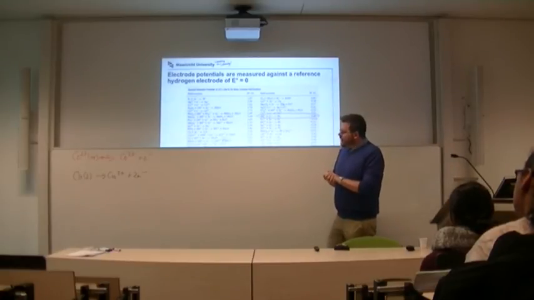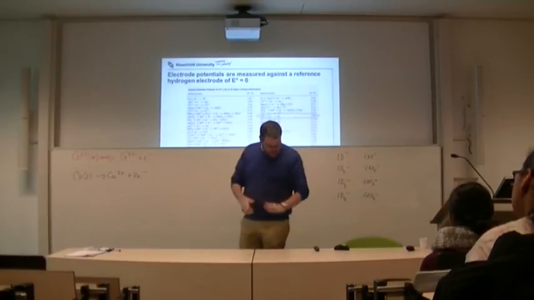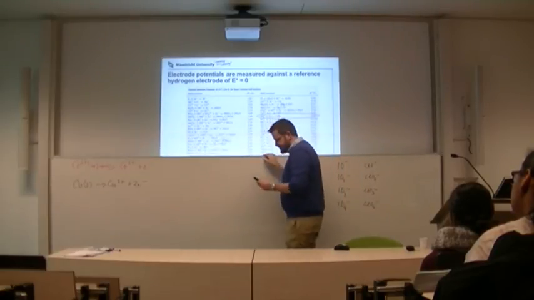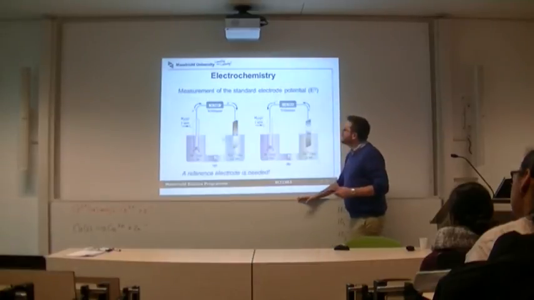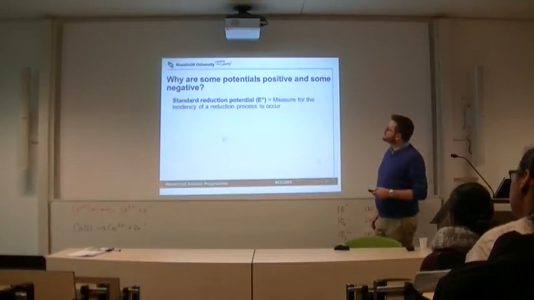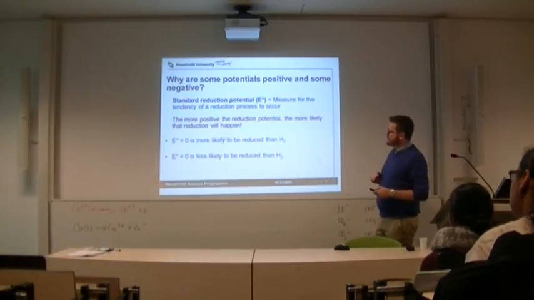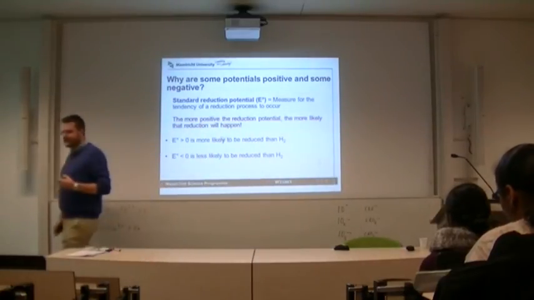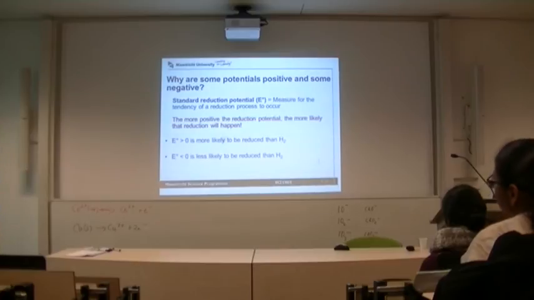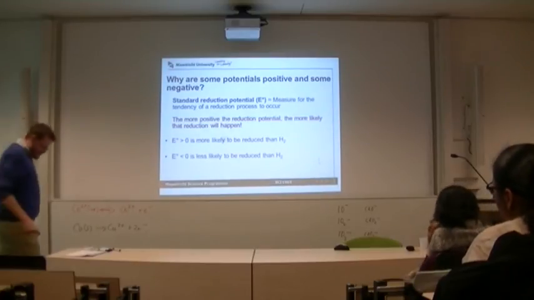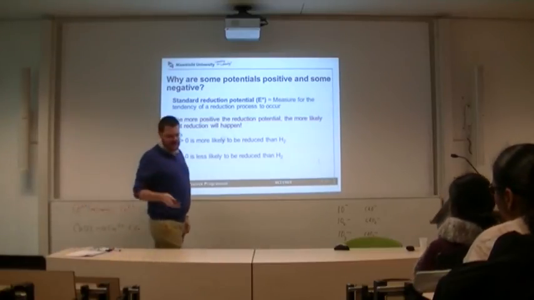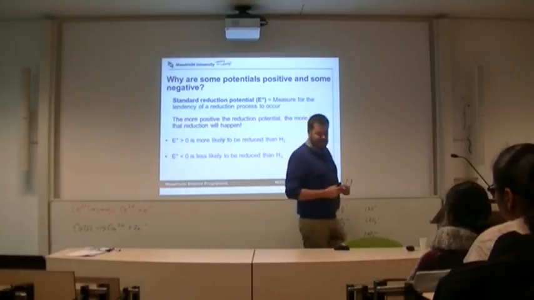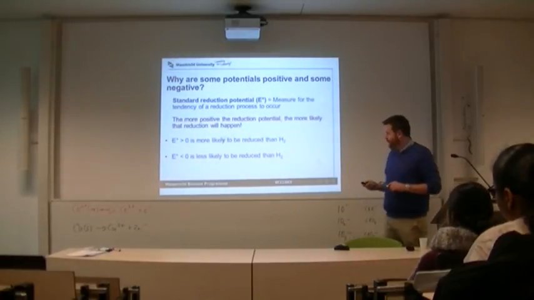All right, so how does this work? Let's soldier on. This is what I've just said: it's the tendency of that electrochemical event to take place. If it's positive, relative to hydrogen, it's likely that it's going to occur. If it's negative, it's unlikely.